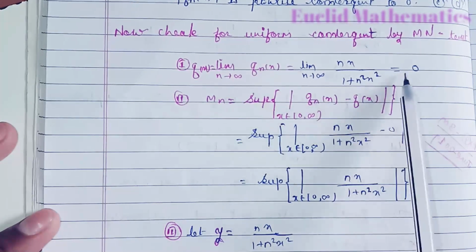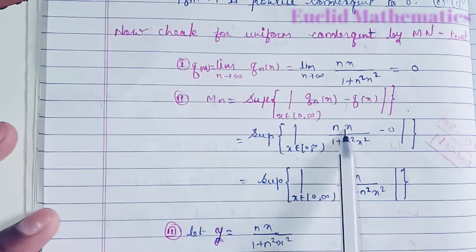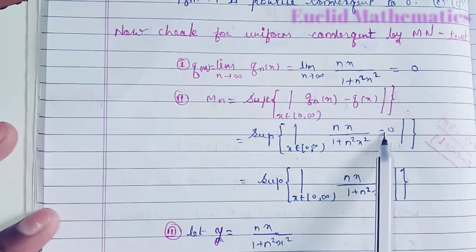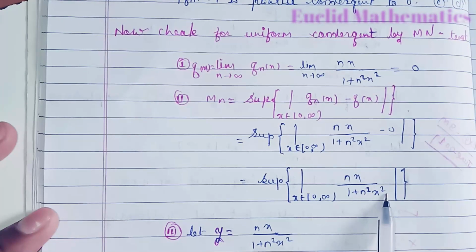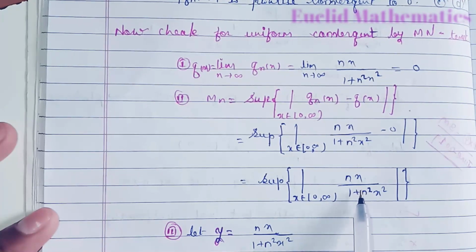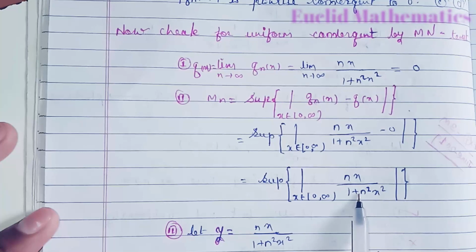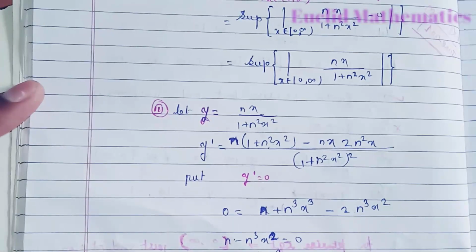So now we got g(x) as 0 here. Now substitute gn(x) and g(x) here. So we get the supremum for x belonging to closed 0 to infinity of nx upon 1 plus n square x square minus g(x), which is 0. Now proceed to the next step. Here we want the value of nx upon 1 plus n square x square. This is the value for Mn. But we cannot decide here whether our sequence Mn has certain values, so we need to find it out. So consider that as a variable: I consider y as nx upon 1 plus n square x square.